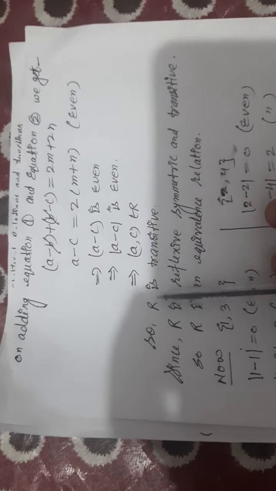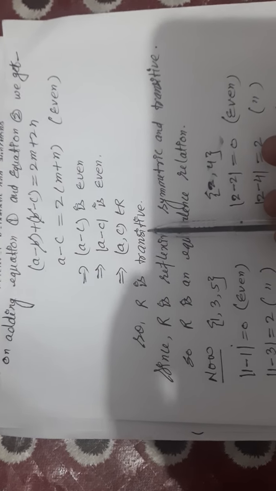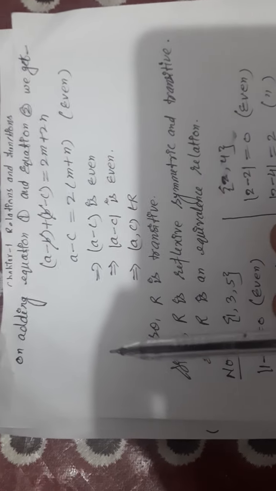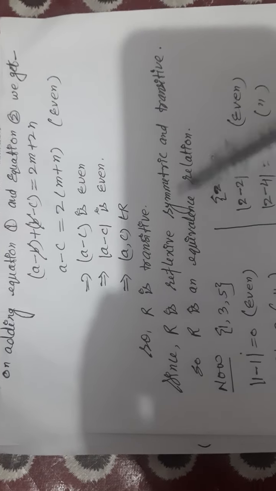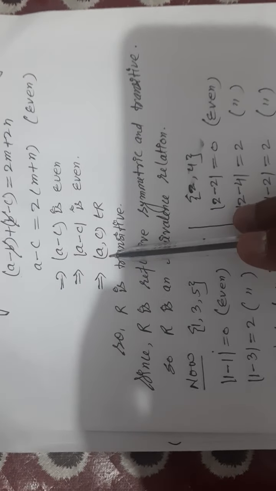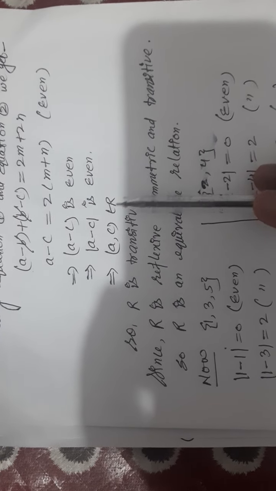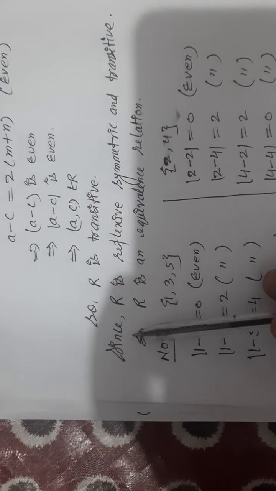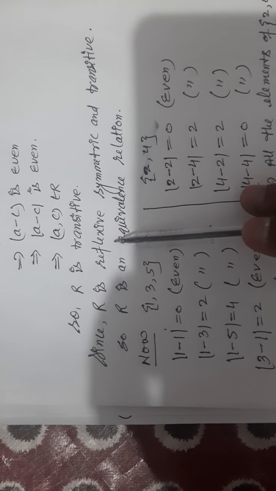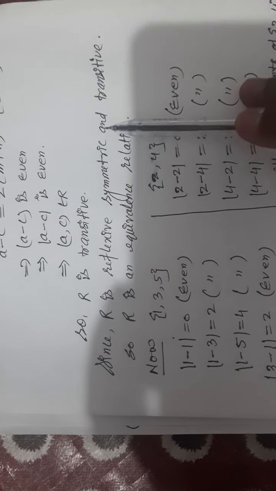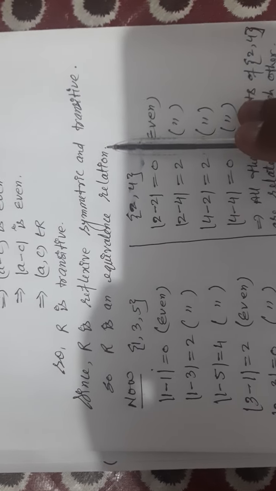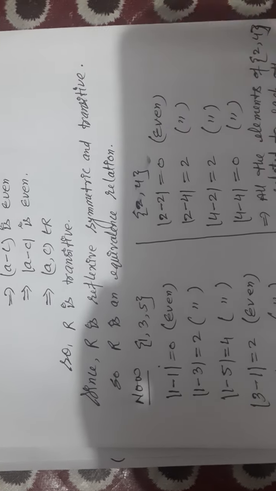Okay? The condition is not violated, so this is transitive. It means if we have proved that for (a, b) belongs to R and (b, c) belongs to R, this should imply that (a, c) also belongs to R. So R is transitive. Clear? Now since the given relation R is reflexive, symmetric and transitive also, R is an equivalence relation. Is it clear to everyone?